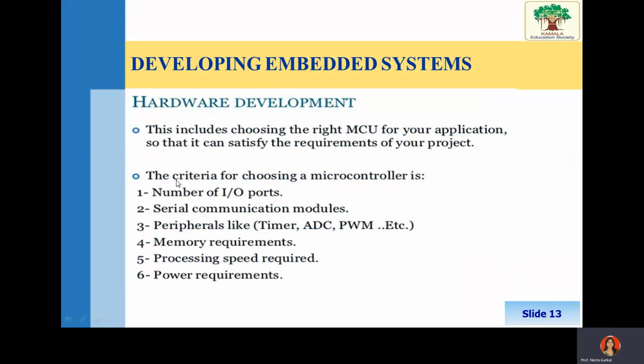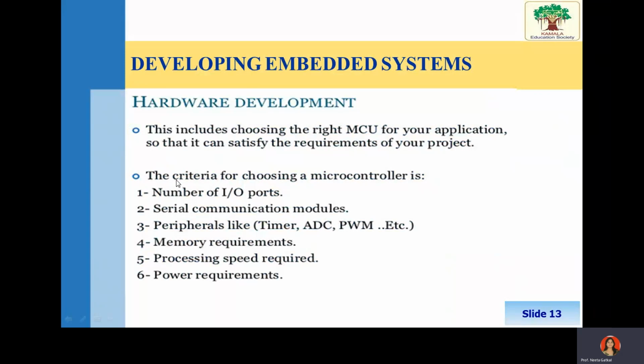There are some criteria for choosing a microcontroller. The first is the number of IO ports, second serial communication module, third peripherals like timer, analog to digital converter, pulse width modulator, etc. The fourth one is memory requirements. The fifth one is processing speed required, and the sixth one is power requirement. These are some criteria for choosing a microcontroller while developing your embedded system.